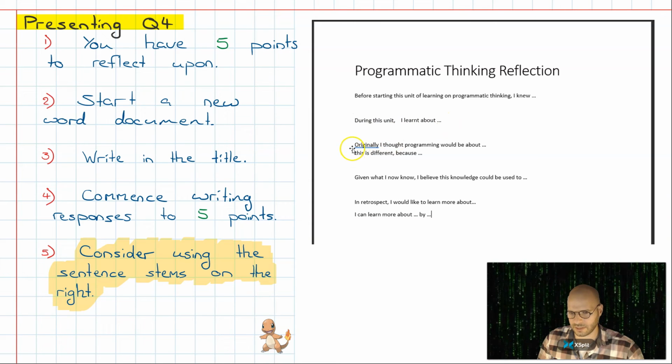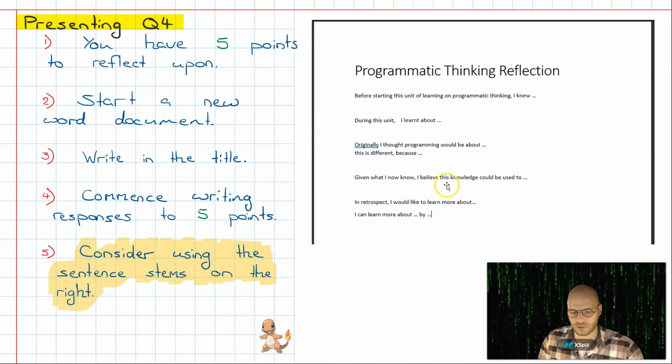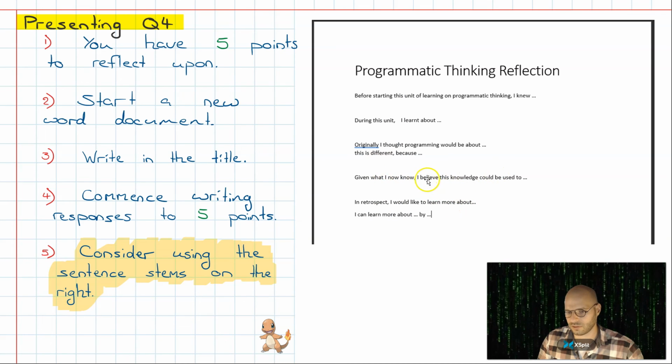Going on, you can say, originally I thought programming would be about, and you simply state what you think it was about. It doesn't matter whether it's right or wrong, so long as it's what you thought it was about, then that's correct. Then you can say, this is different because, and you're going to relate what you thought it was about to what you wrote up here. Complete this for all of the sentence stems, and you'll satisfactorily complete question 4. Remember to use full sentences, and follow the recommendations Word gives you.